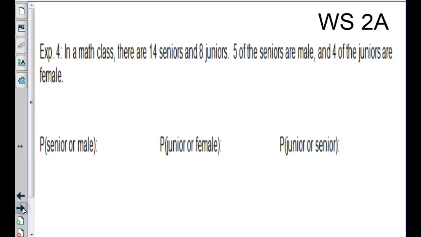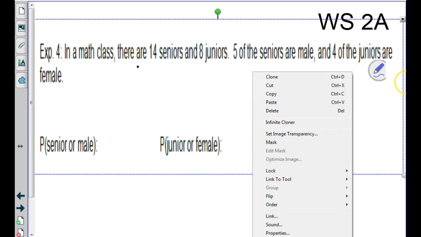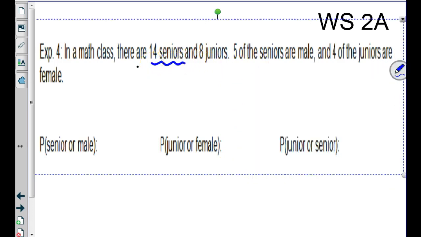So on a question like this, worksheet 2, says in a math class, there are 14 seniors and 8 juniors. 5 of the seniors are male. What does that leave? I think we're going to need to know the rest of this information. If there's 14 seniors and 5 are male, that means 9 are female. Everybody with me here? 8 juniors, 4 are female, so that would mean 4 of the juniors are male.